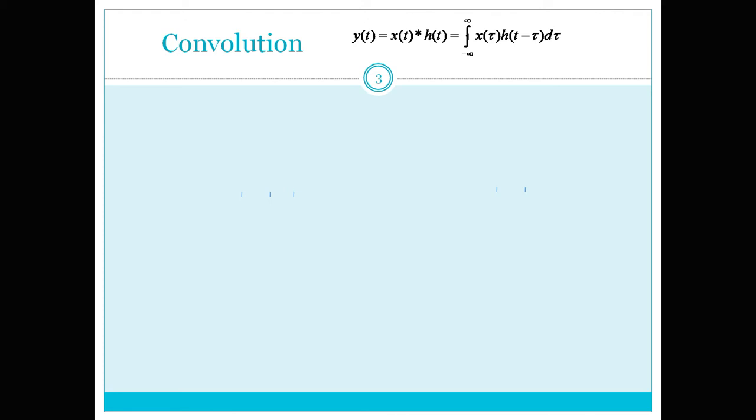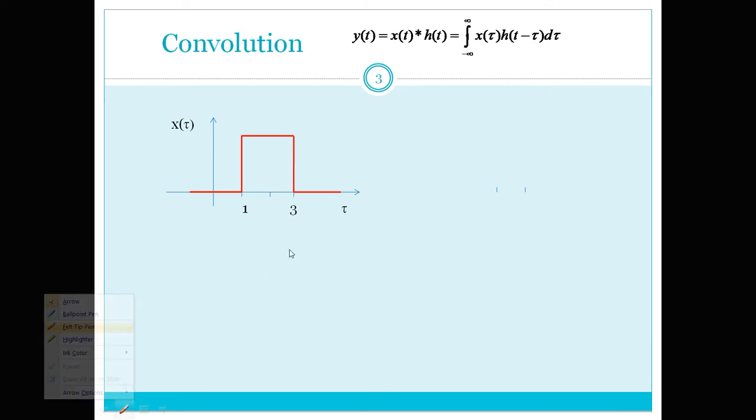t minus tau d tau. Now what we need to do? We need to change our variable from t to tau. So if this happens, then this is simply x of t to x of tau. It's very simple. It's the same thing, but the time variable has been changed to tau here. Only this part is changed. Not more than that.